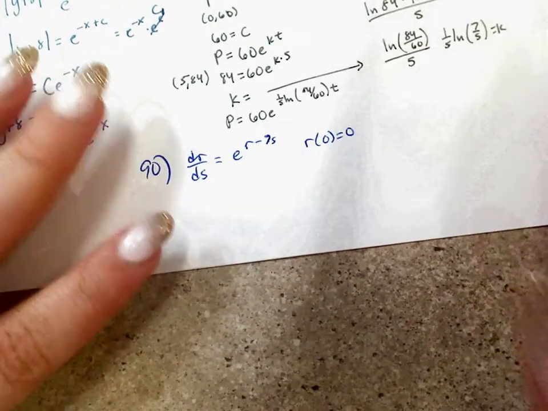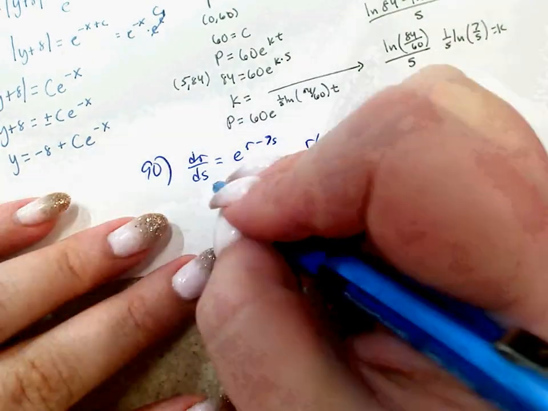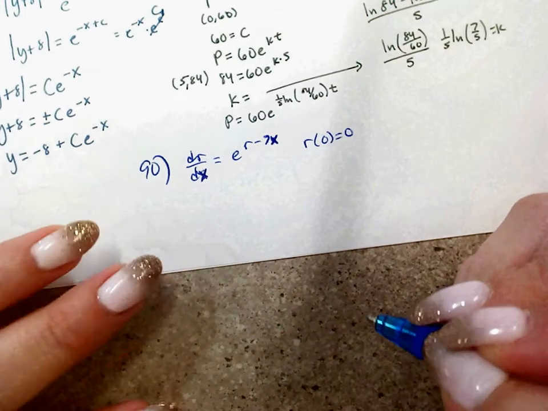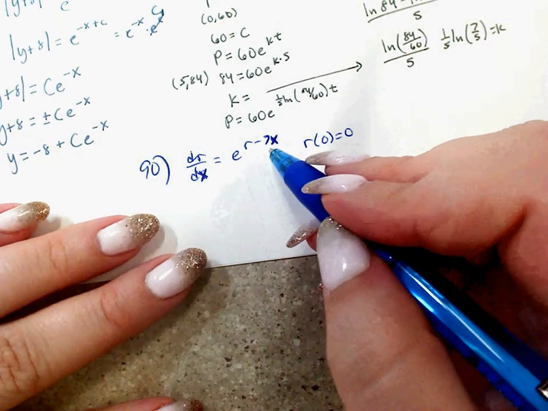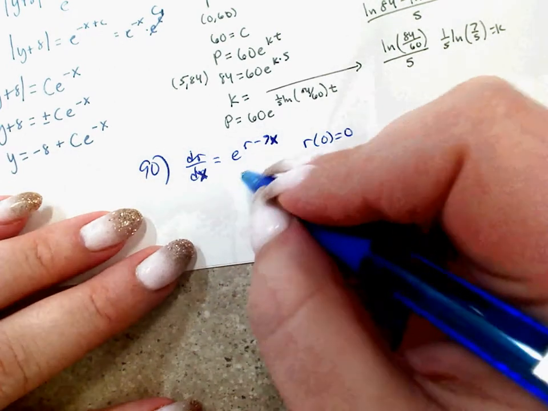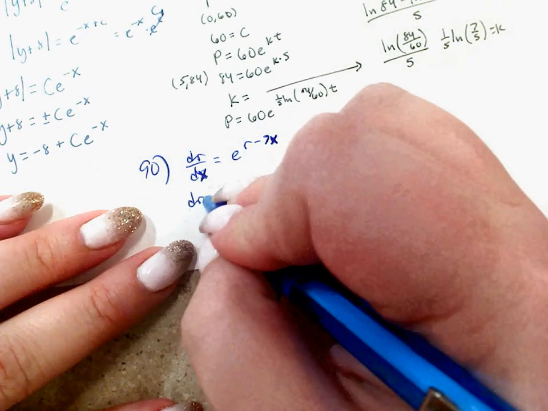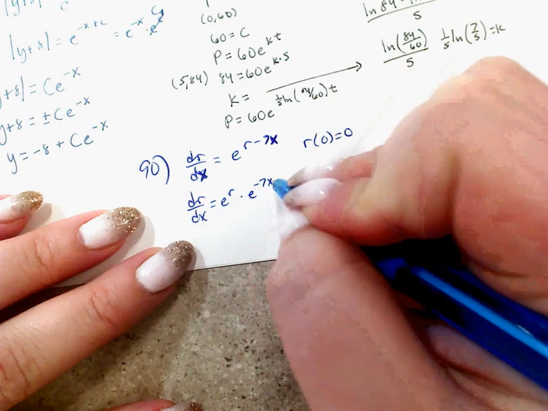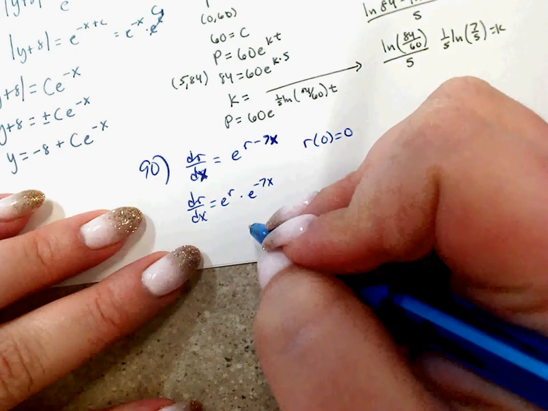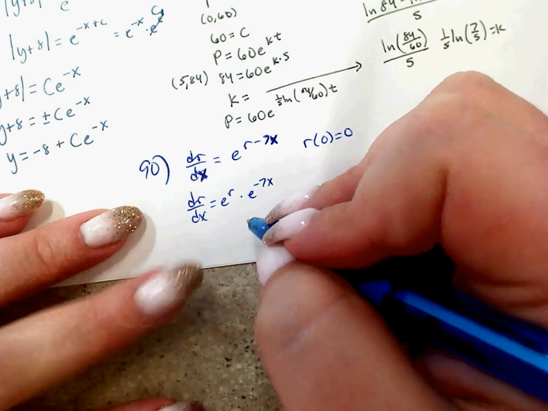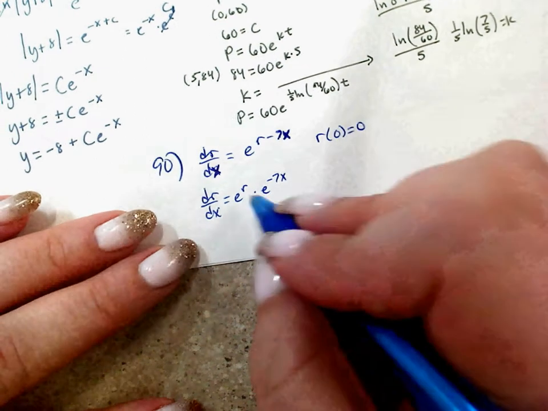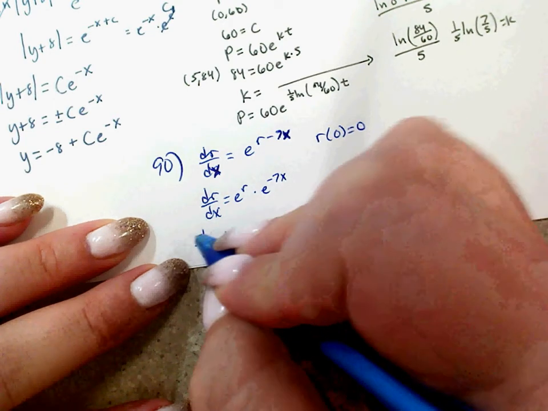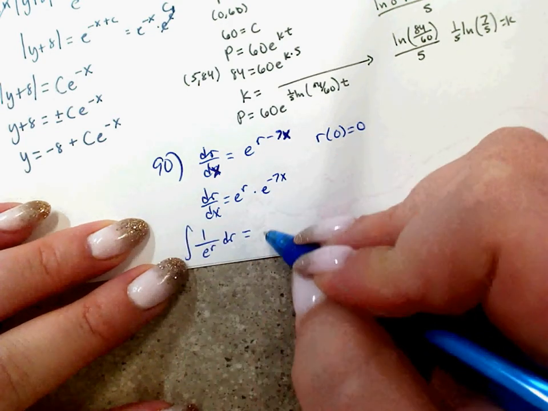All right, I need to split this up because I've got r and x both in the power of e, so I've got dr/dx equals e to the r times e to the negative 7x, which also means dividing by e to the 7x, but we'll just do that in a second. So I'm going to divide by e to the r dr, and then I'm going to put 1 over e to the 7x dx. So I divided by e to the r, multiplied by dx, e to the negative 7x.